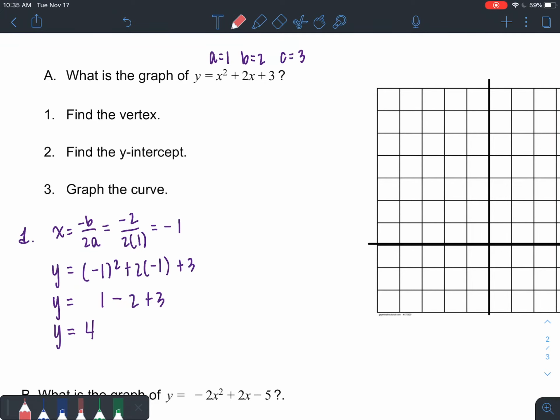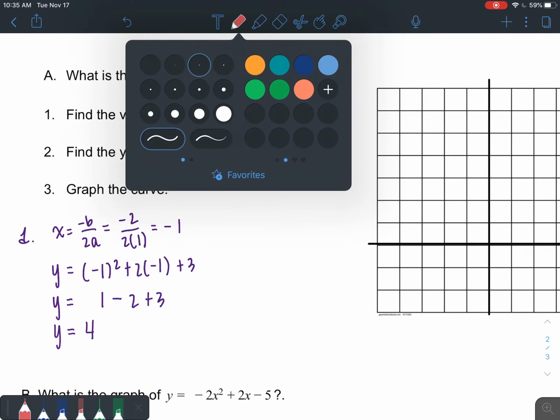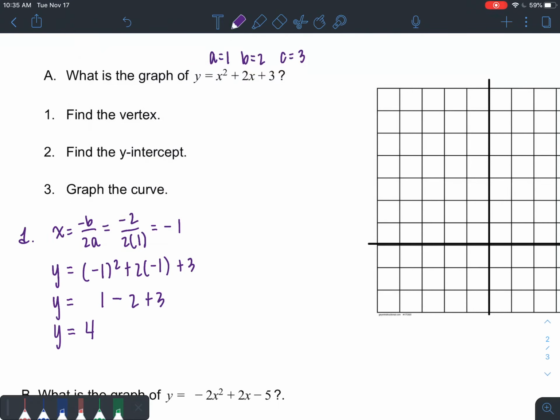I'm going to write this as a point. So our point at the vertex for our function is negative 1, 4. So I'm going to plot that point. Is that right? No, it is not. Because 1 minus 2 is negative 1, plus 3 is positive 2. Gosh, my math today is off.